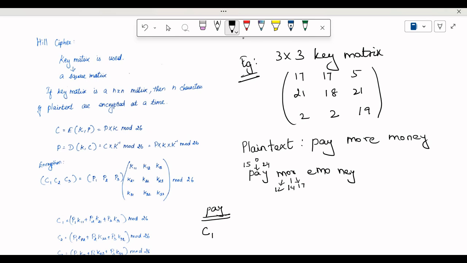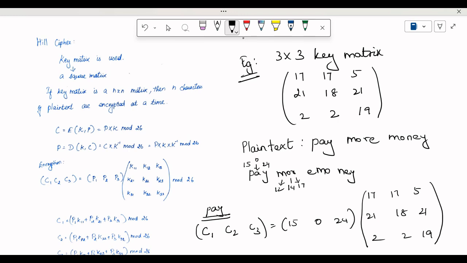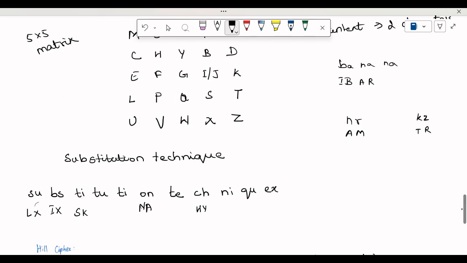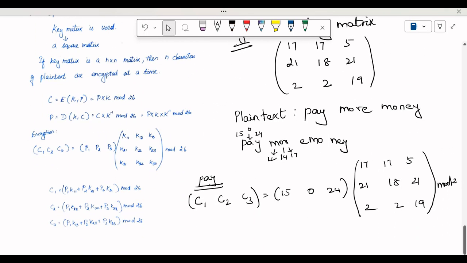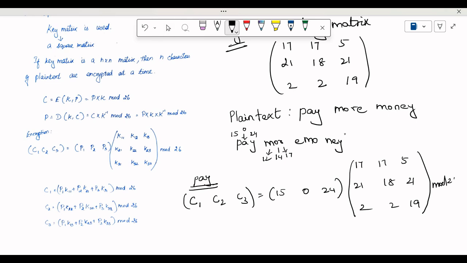Now if I'm encrypting, I'll be getting three ciphertext characters, which I call C1, C2, C3. This is going to be the positional values of my plain text, that is 15, 0, 24, multiplied by my key matrix, that is 17, 17, 5, 21, 18, 21, 2, 2, 19, mod 26.